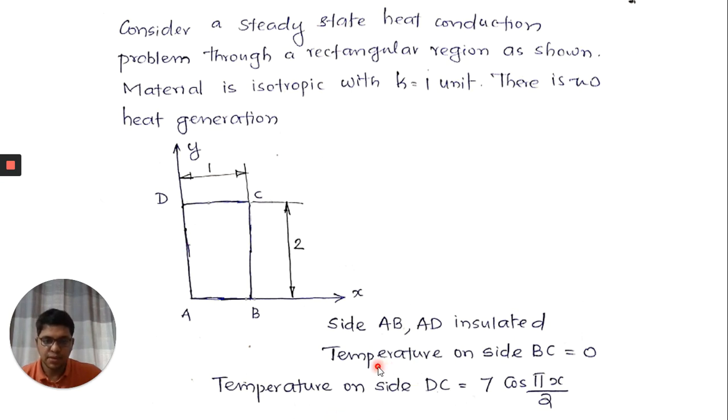Now if you look at the temperature boundary conditions, they are given on side BC. All the material points from B to C have temperature equal to 0. And on the side DC, the temperature boundary condition is given as a function equal to 7 cos pi x. So the temperature on DC is a function of x. When x equals 0, the temperature is equal to 7 degrees Celsius, that means at the point D. And when x equals 1, that means at the point C, the temperature will be equal to 0. So you have a variation of temperature from D to C, which varies in a cosine manner.